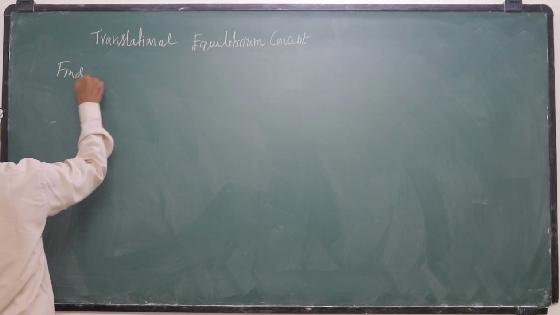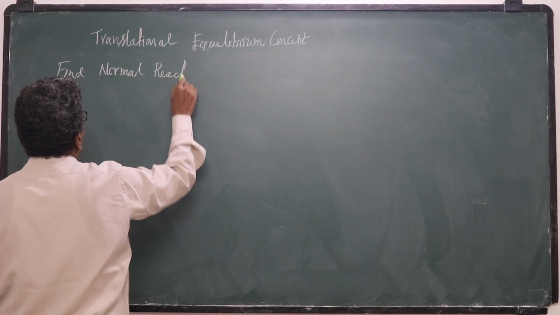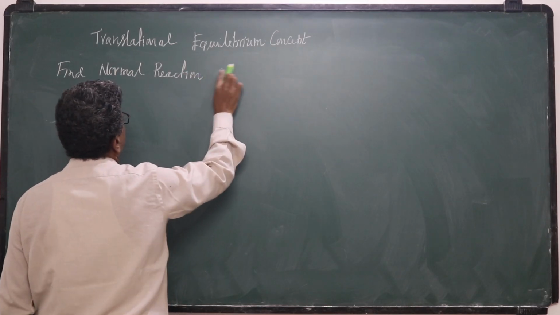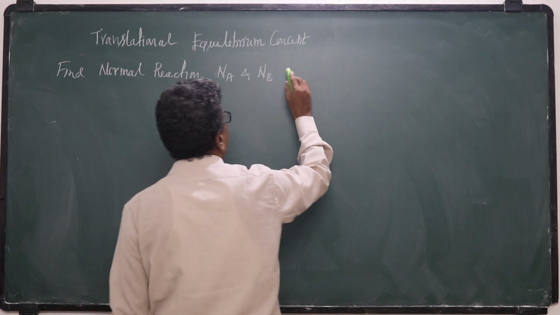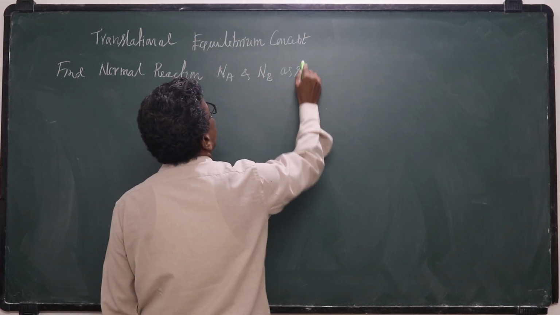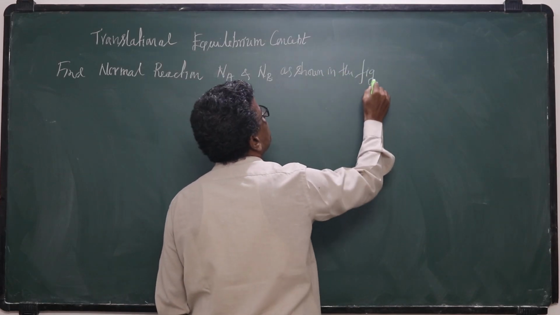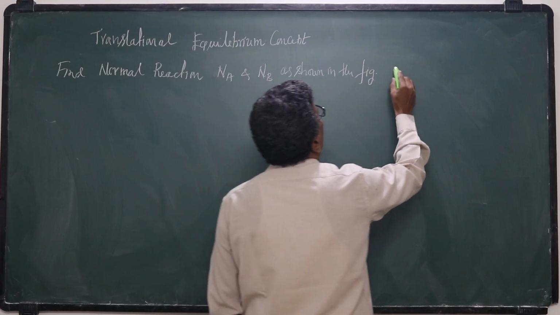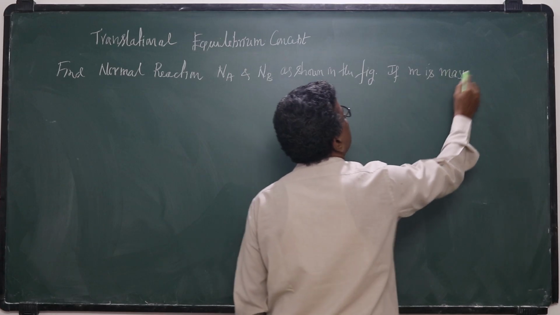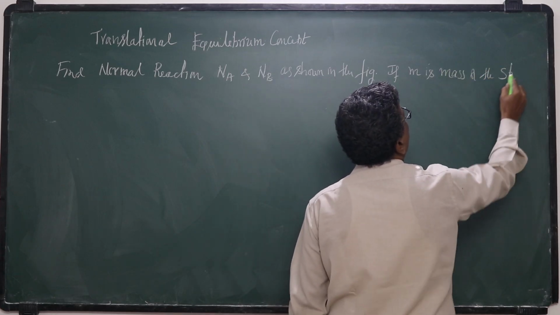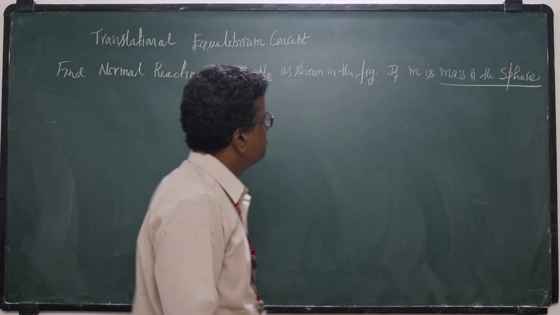Find the normal reactions Na and Nb as shown in the figure. If M is the mass of the sphere, M is the mass of the sphere.